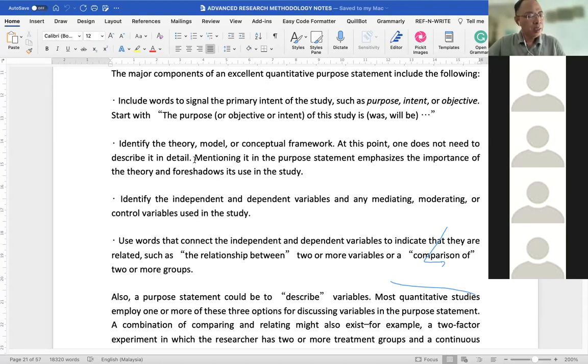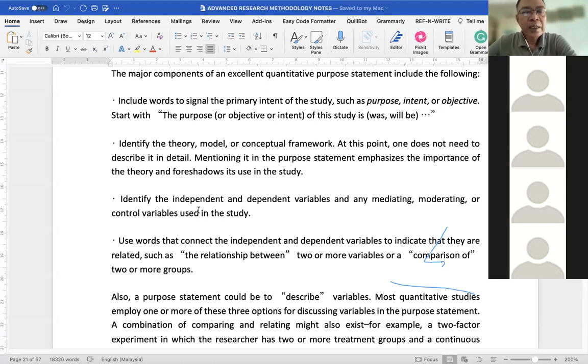So when writing the purpose statement or the objective, we do not need to describe in detail. We keep the framework in chapter 3, right? So mentioning it in the purpose statement emphasizes the importance of the theory and foreshadows its use in the study. But the framework will guide us on how to write the research purpose.